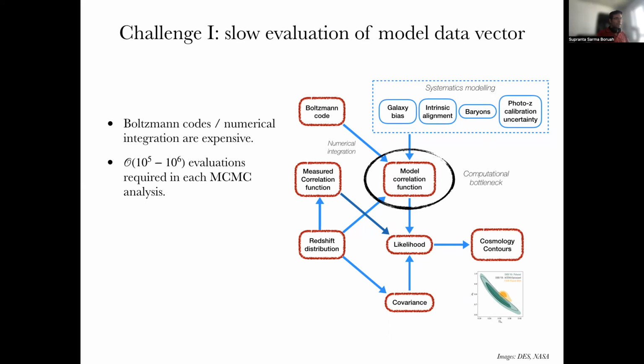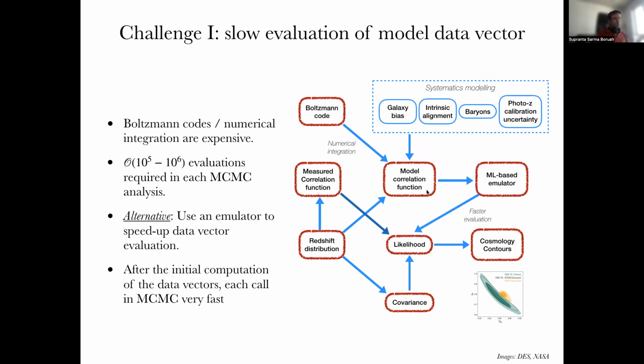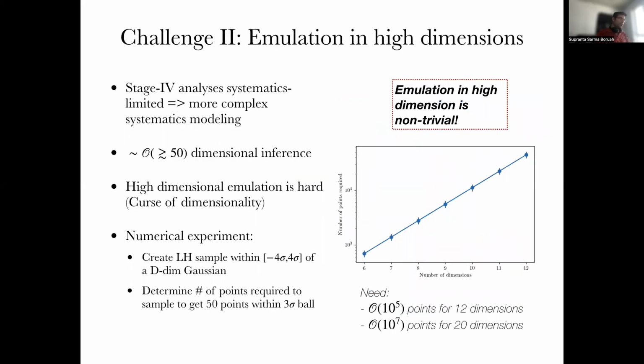One simple way to do that is by pre-calculating a number of these model correlation functions and feeding them into an emulator. After training the emulator, we can forget about the full model and just use the emulator for faster analysis of the model data vector. Now, this is not a new idea, and it has been used in cosmology since the early 2000s for CMB data analysis. But the problem here is that for stage 4 surveys, we will need to perform our inference in fairly high dimensions. As I already said, stage 4 surveys will require more complex systematic modeling, which will lead to a parameter space of the order of 50 dimensions.